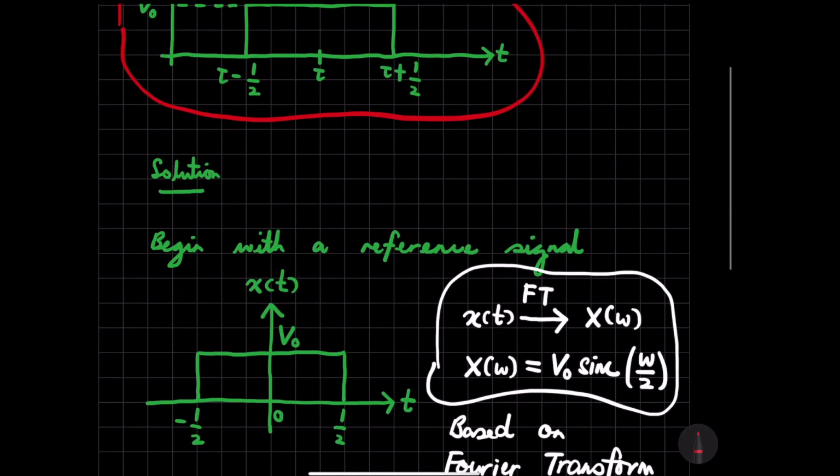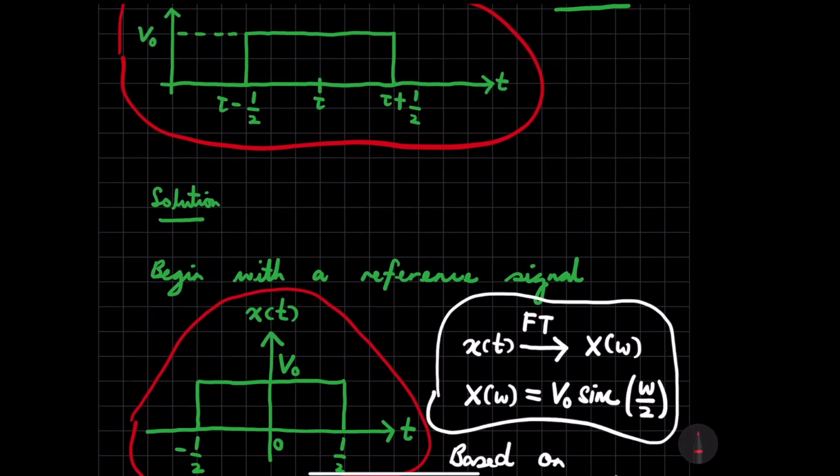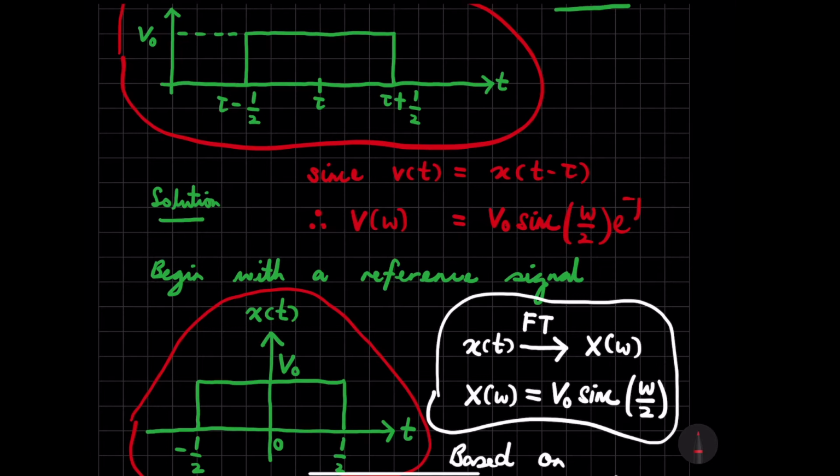So how do we relate v(t) with x(t)? We can relate these two signals: v(t) equals x(t minus tau). Then based on the time shift property, V(omega) is v naught sinc omega over 2 multiplied with e to the power of minus j omega tau. Basically, we multiply X(omega) with e to the power of minus j omega tau.